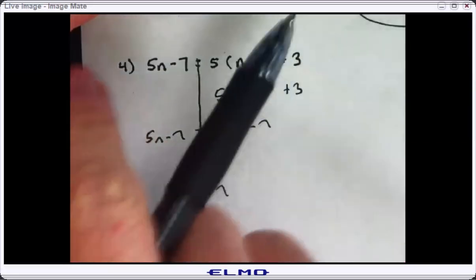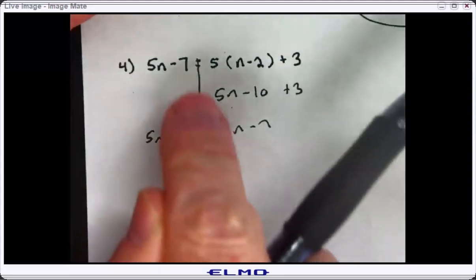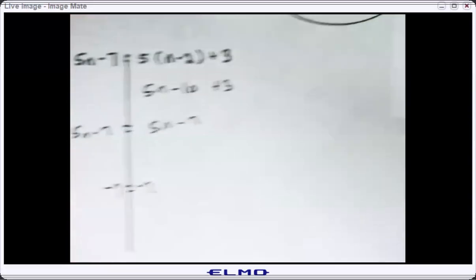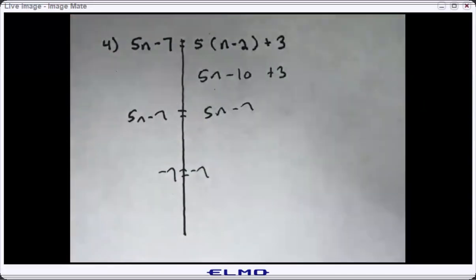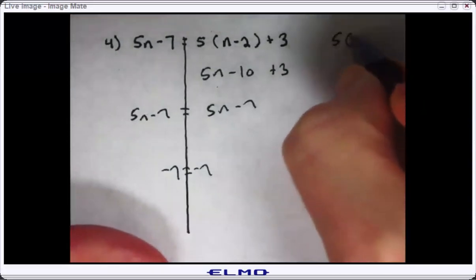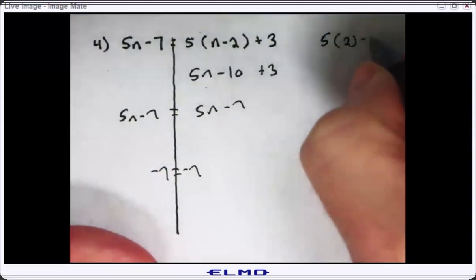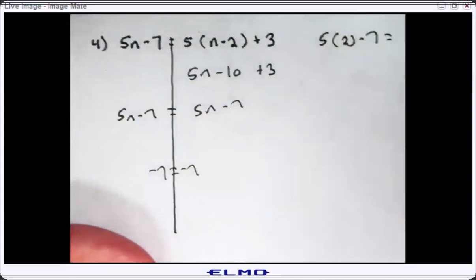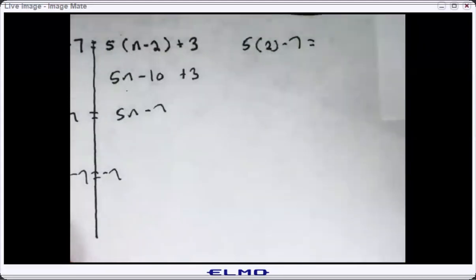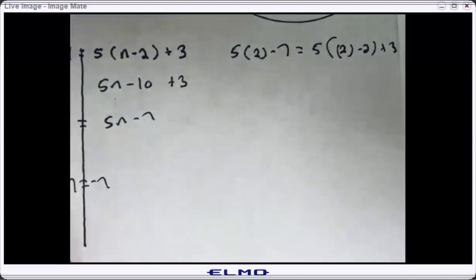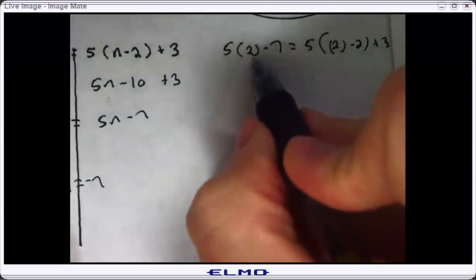Now I do want to show you on this one, it doesn't matter what number I plug in for n, right here, I'm going to get a true answer. So I'm just going to pick one. I'm going to pick 2, because that's an easy number. Could have picked any number in the world, but I'm going to pick 2. So everywhere I see an n, I'm going to plug in a 2. So instead of 5n minus 7, I'm going to do 5 times 2 minus 7. And on the right side, 5 times, instead of writing an n, I'm going to put a 2, minus 2 plus 3. All right, so I'll replace my n's with 2's.